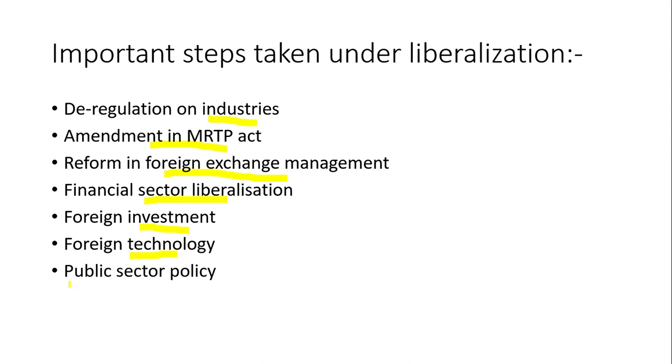The next step taken by the government under liberalization is about public sector policy. Under this, the public sector units have been classified into three categories according to their performance. The units which are in heavy losses are closed down or have been passed to the private sector, because rather than being an asset, these units became a burden for the government. That is why they were shifted or handed over to the private sector. So this is all about liberalization.